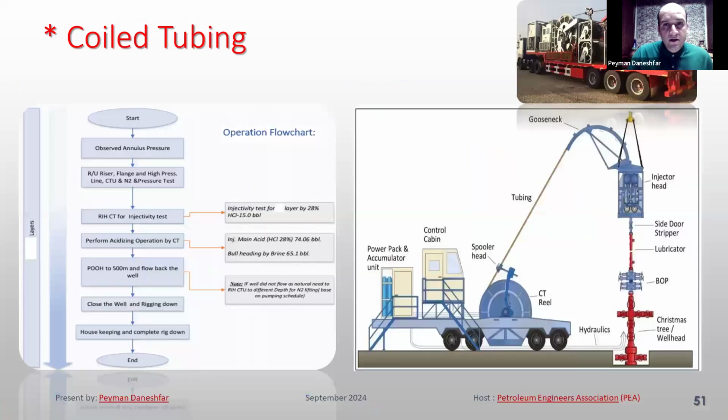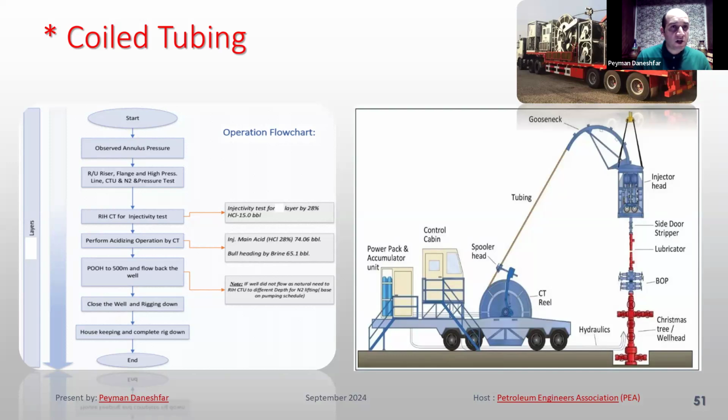So here, if you see, just for more information, coil tubing has a power pack, a control cabin, a gooseneck, an injector head, side door, stripper, lubricator, and BOP. We should know about the BOP or quad BOP. In the next slide, I will tell you.